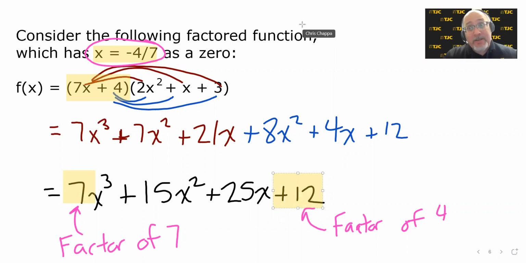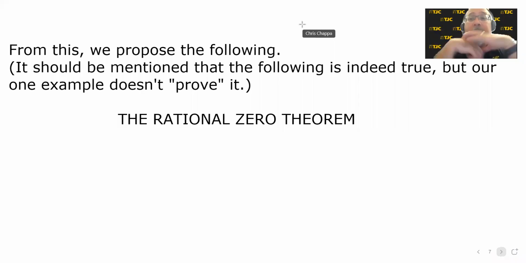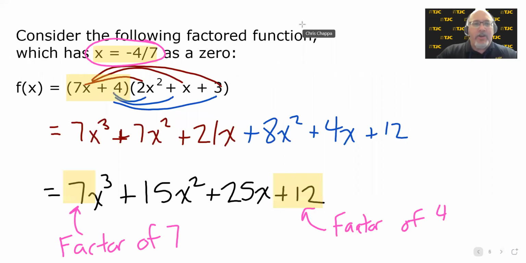So what does all this mean? Well, here's what it means. From this, we propose the following. It should be mentioned that the following is indeed true, but our one example doesn't prove it. What is it? Well, it's something called the rational 0 theorem. And it basically says in words and symbols what we just said here, that the 4 in negative 4/7 is embedded in the 12, and the 7 in the negative 4/7 is embedded in the 7.